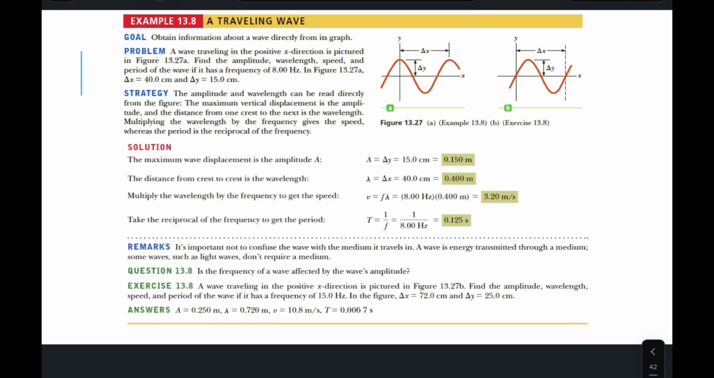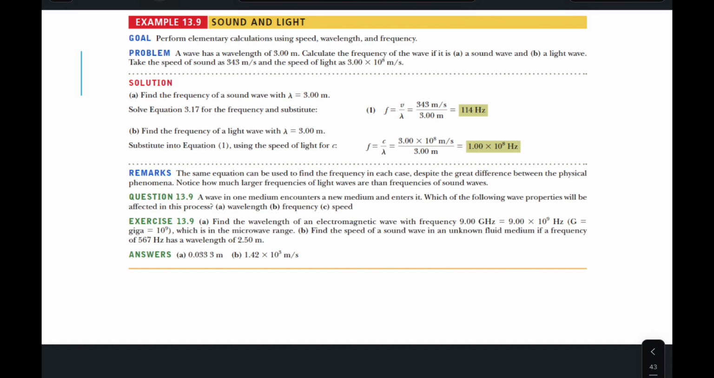Okay, so for figure B, this is actually your homework, exercise 13.8. Okay, let's move to example 13.9. A wave has a wavelength of 3 meters. Calculate the frequency and the wave period if it is A, a sound wave, B, a light wave.